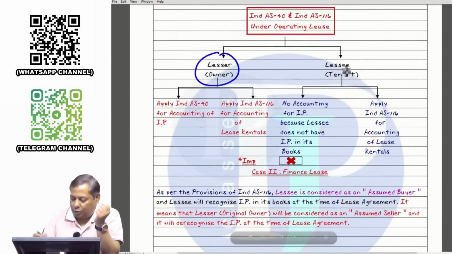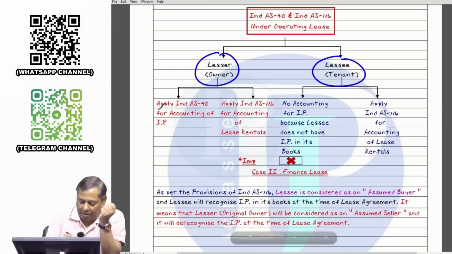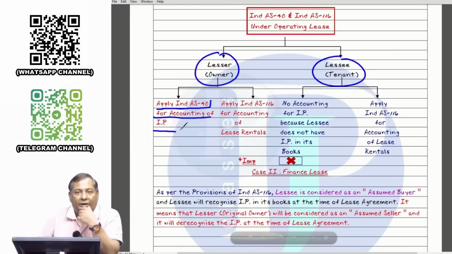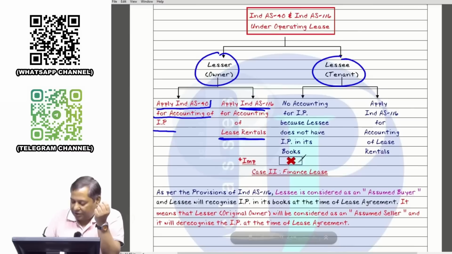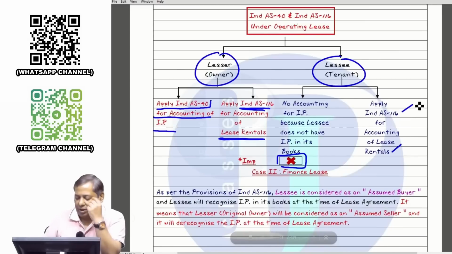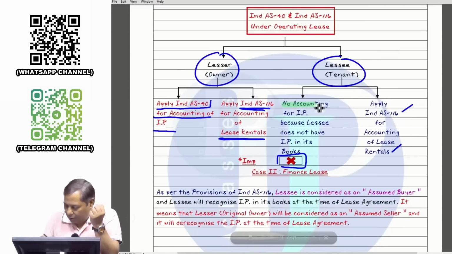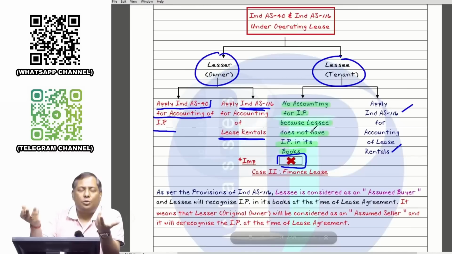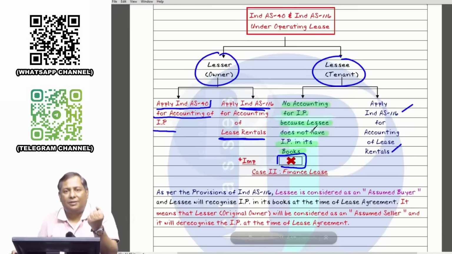Next students, we have a lessor who is an owner and a lessee who is a tenant, and this will be Ind AS 40. He will charge 40 and will do the rental accounting at 116. In his books, there is no asset with operating lease, short-term lease, so we put across. There is no application in his books, but for rental accounting, he will apply Ind AS 116. No accounting for IP because the lessee does not have IP in books. I hope you are getting this. Moreover, in short-term or operating lease, this doesn't have anything. How can it add 40?